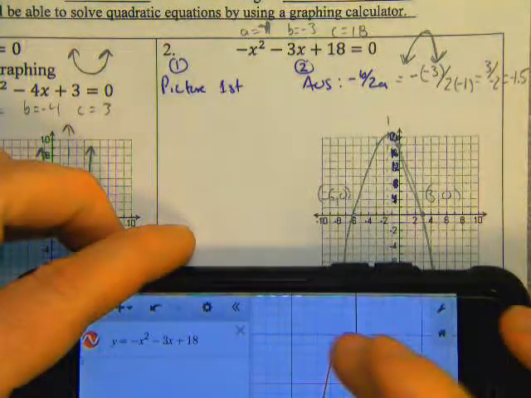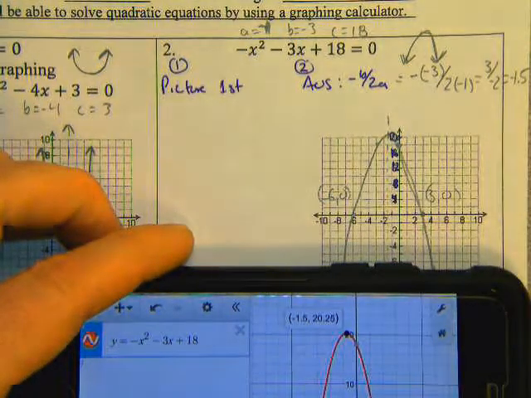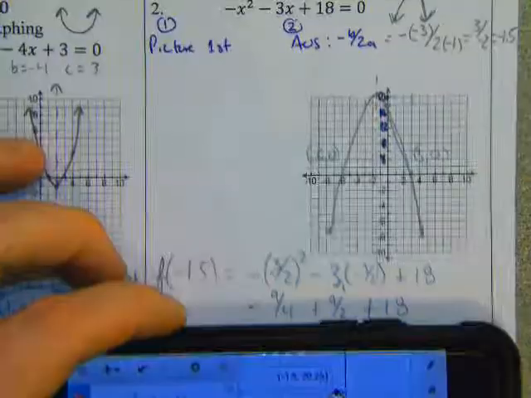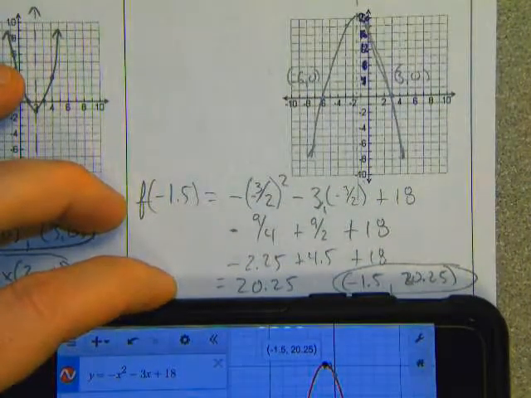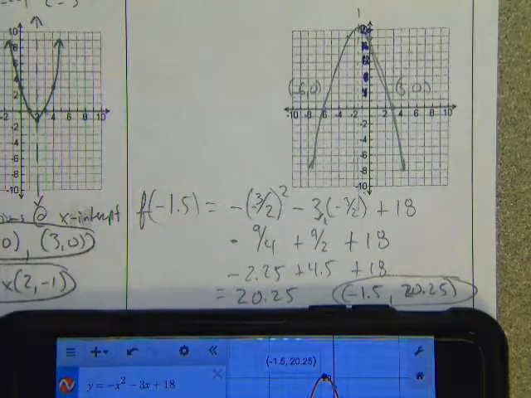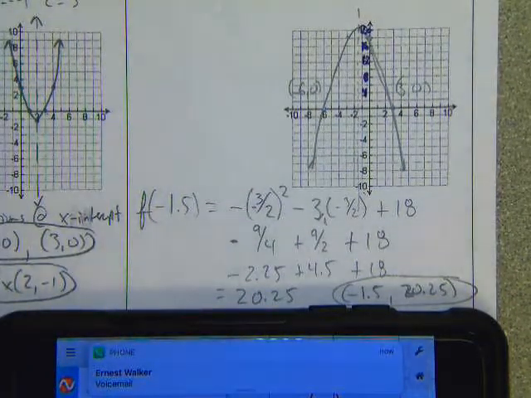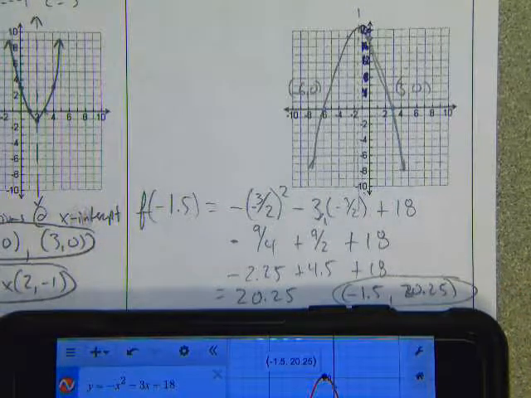And when I click on that, negative 1.5, 20.25, which is the same thing as I got here. So that checks with the vertex, and I can just roll from there.